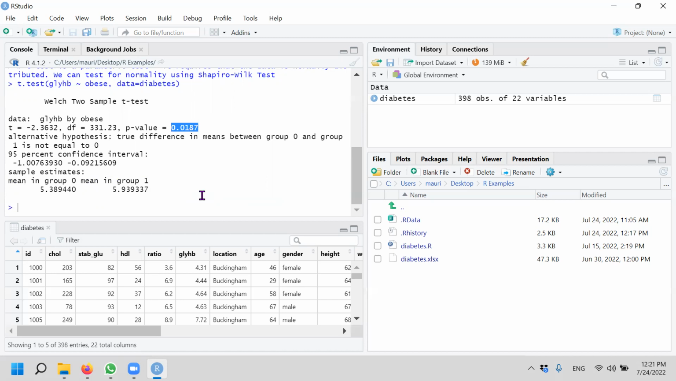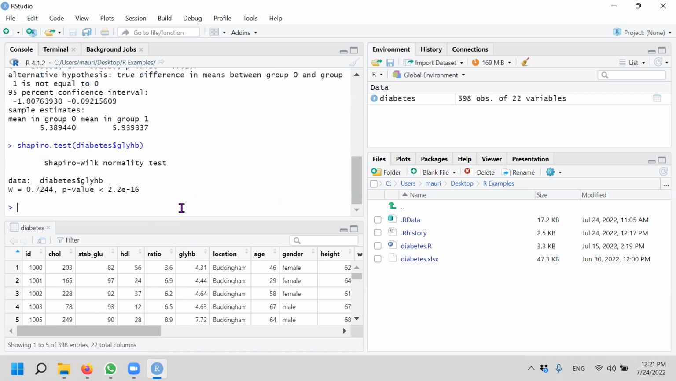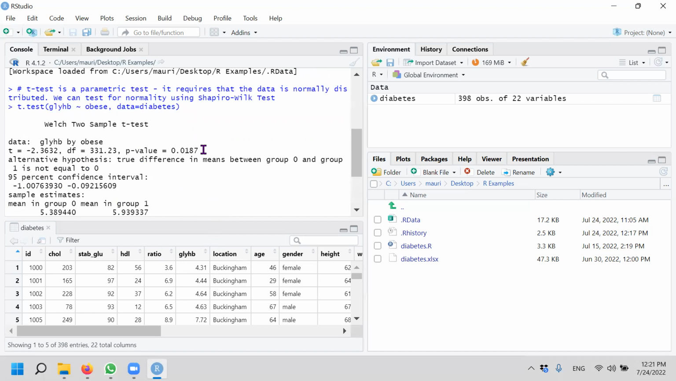patients. However, let's look at, can we actually use the t-test here? So we use the Shapiro test and we check for glycosylated hemoglobin. Now, it gives you a very low p-value. It's less than 2.2 times 10 to the power of minus 16, which means that the glycosylated hemoglobin is not normally distributed. So if that is the case, by right, our t-test is actually invalid.